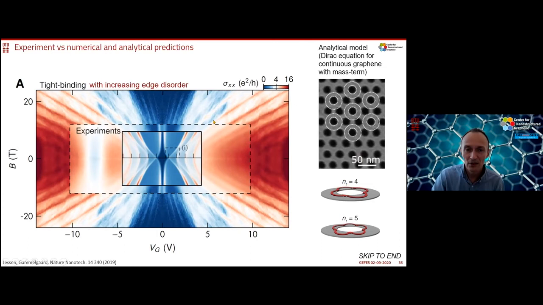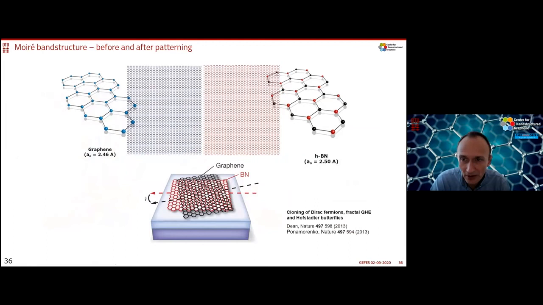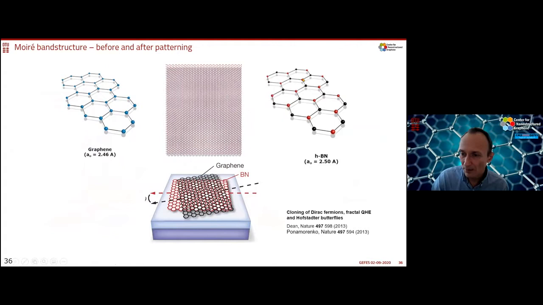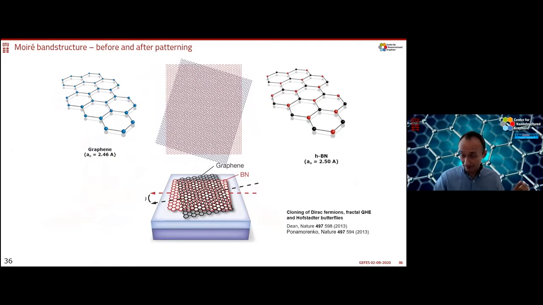So I have 3 minutes left according to my watch. If that's okay, I'd like to point out one thing that is really giving me hope in terms of using lithography for patterning on the nanoscale. It has to do with the Moiré effects. I'm sure you've heard a lot about that already. So this is graphene and boron nitride together and rotated a little bit, and you get the superstructure. This is well known.